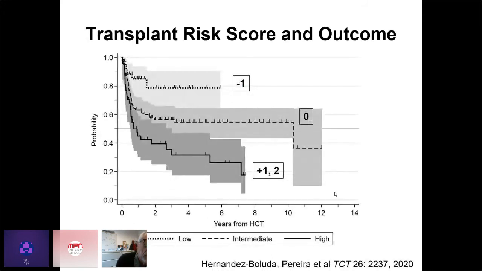And this is the graphic display of those results with a score of -1. As I said, almost 80% survival if you have a lower score. It may go down to 25% long-term survival with a higher score. Next slide.